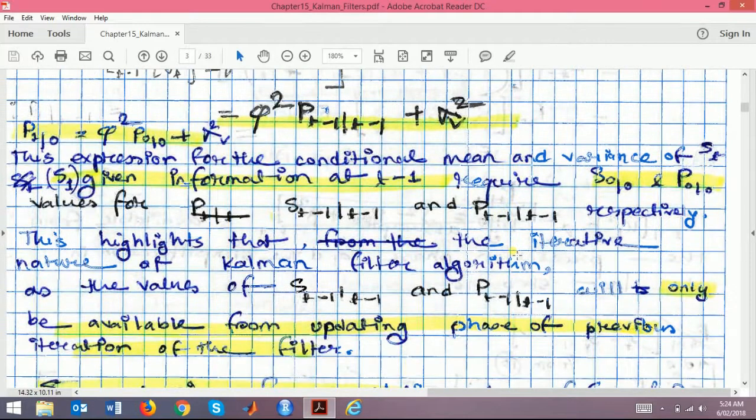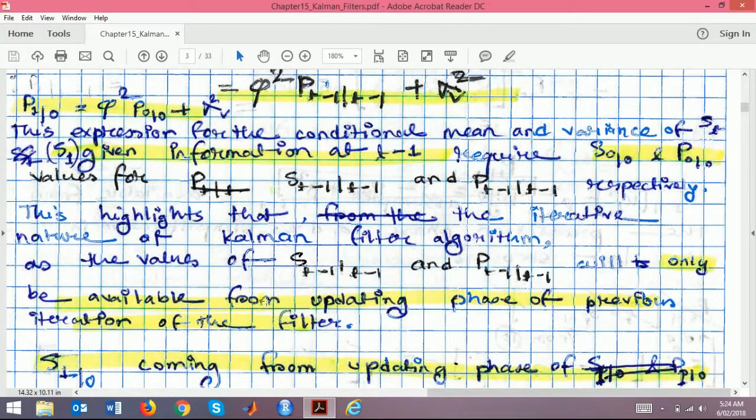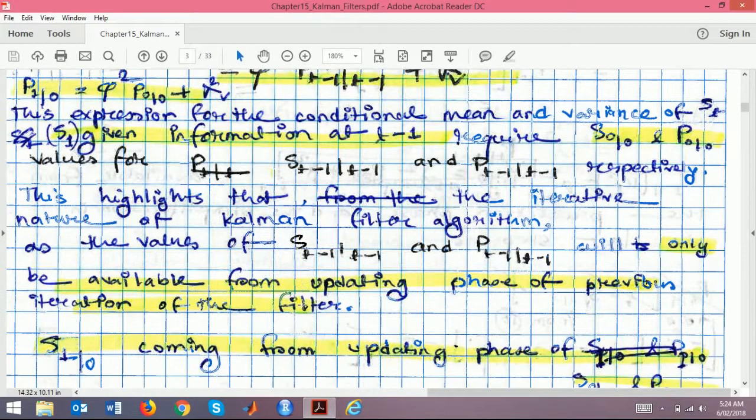This highlights the iterative nature of the Kalman filter algorithm, as the values of S0|0 and P0|0 will only be available from the updating phase of the previous iteration of the filter. So each time we estimate S0|0 and P0|0, we use them to update the next iteration, because each time S0|0 and P0|0 are used as initial parameters to estimate S1|0 and P1|0.